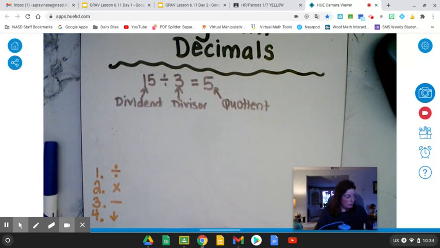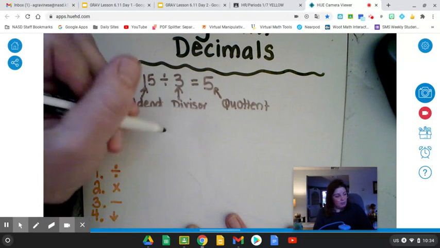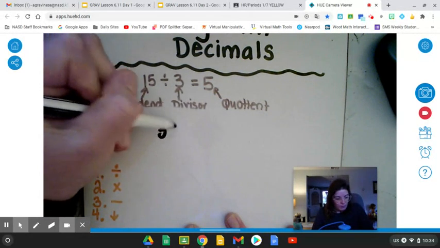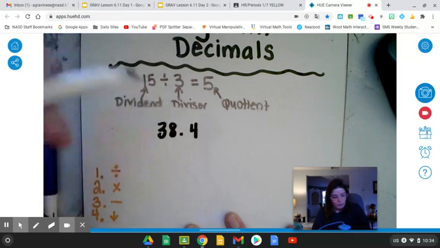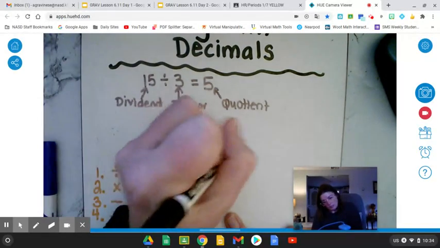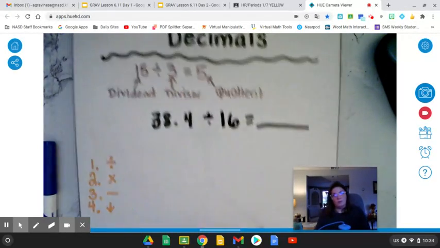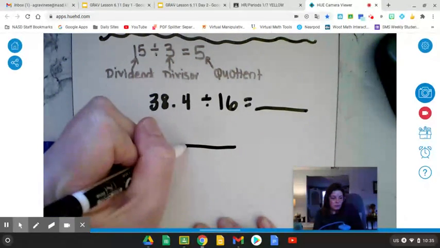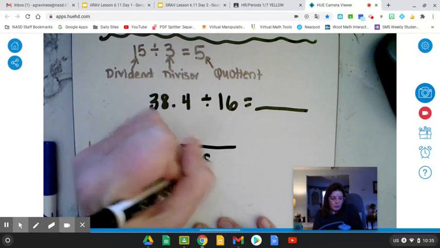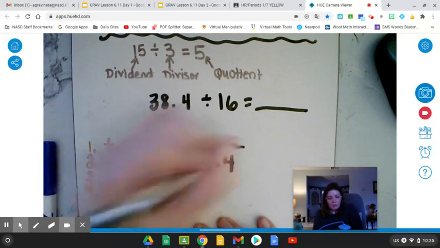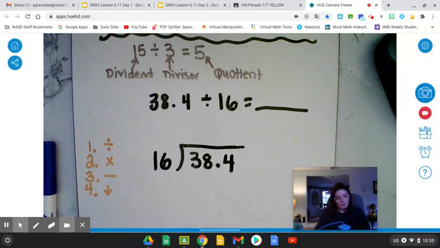So here is our first problem for today. We are taking 38 and 4/10 divided by 16. So let's set that up with our house. 38 and 4/10 divided by 16.